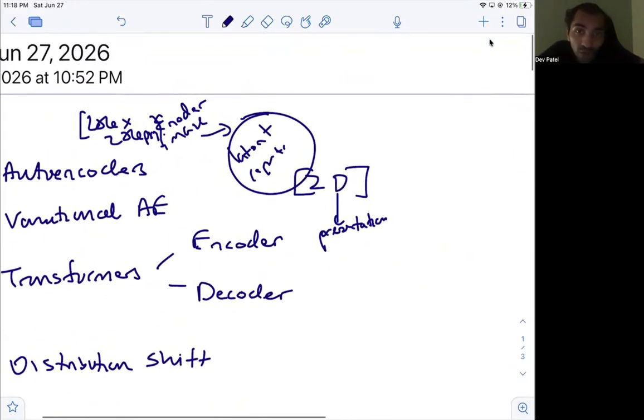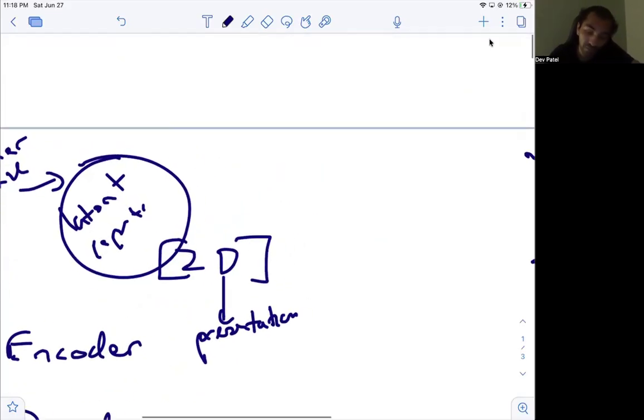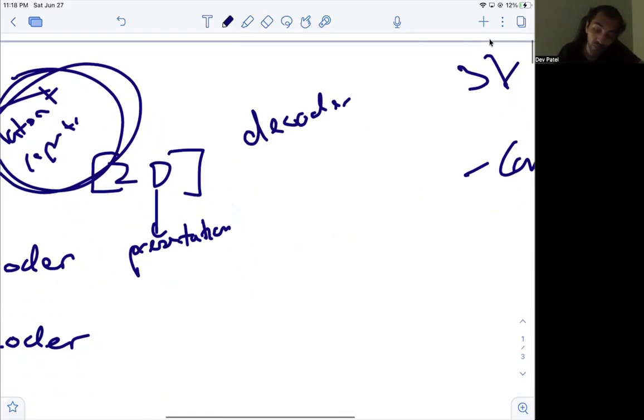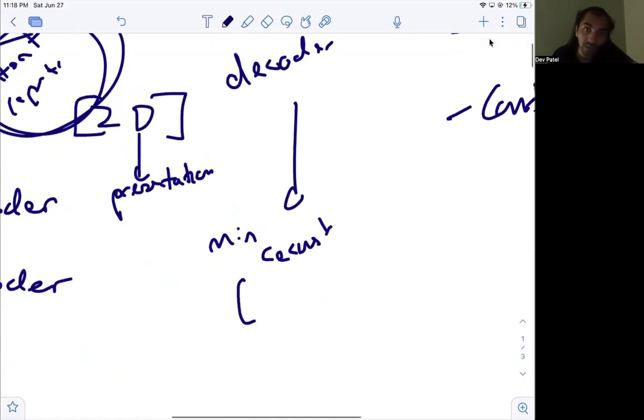So the point of an encoder is to take that input image, learn what the latent representation could be, and forget all of the unnecessary information and compress it to a latent representation. And the decoder is going to take that latent representation that the encoder outputted and try to reconstruct the original image. It's going to try to minimize the reconstruction loss, which is the pixel by pixel difference between the reconstructed image and the original image.